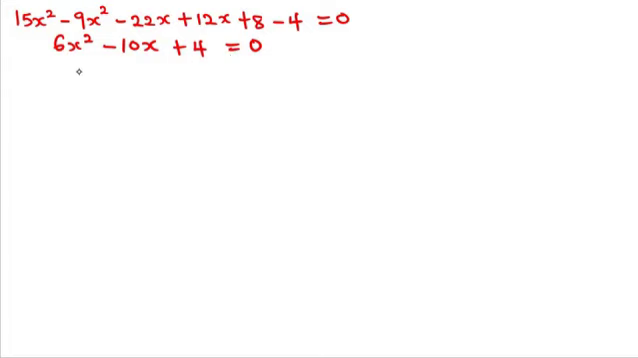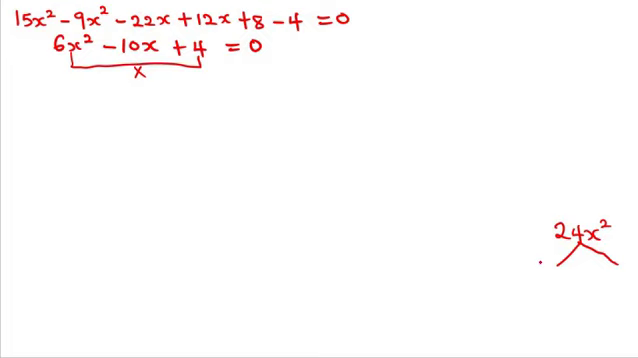So from this point, we are meant to factorize. And how do we factorize? We have to multiply the first and the last number together, 6x² multiplied by 4, which will give me 24x². So we have to look for factors of 24x² that, either when we add or subtract them together, will give us 10x, that is minus 10x.